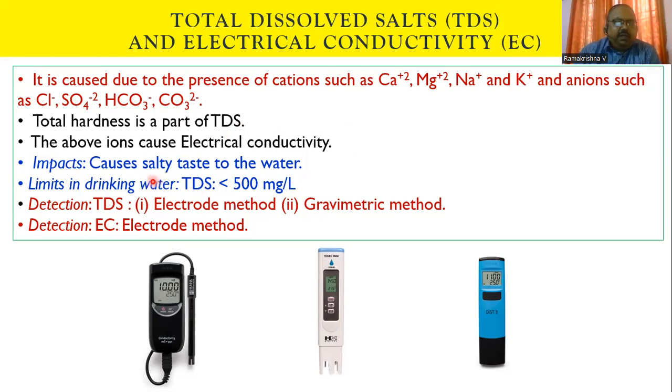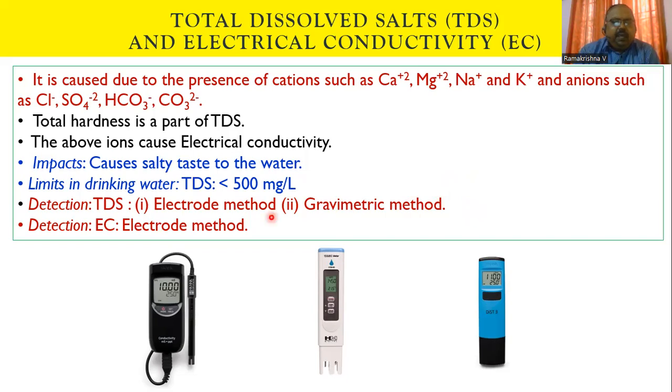So what is the problem with this? High TDS water causes a salty taste. The limit in drinking water should be less than 500 milligram per liter. TDS you can find out through the gravimetric method or the electrode method. Gravimetric method is nothing but you take a small amount of sample in a beaker and then heat it at high temperature. All the water is evaporated, leaving only the salts. So you take the weight of the salts and divide it by the volume of the water. You are going to get the mass per volume TDS concentration.